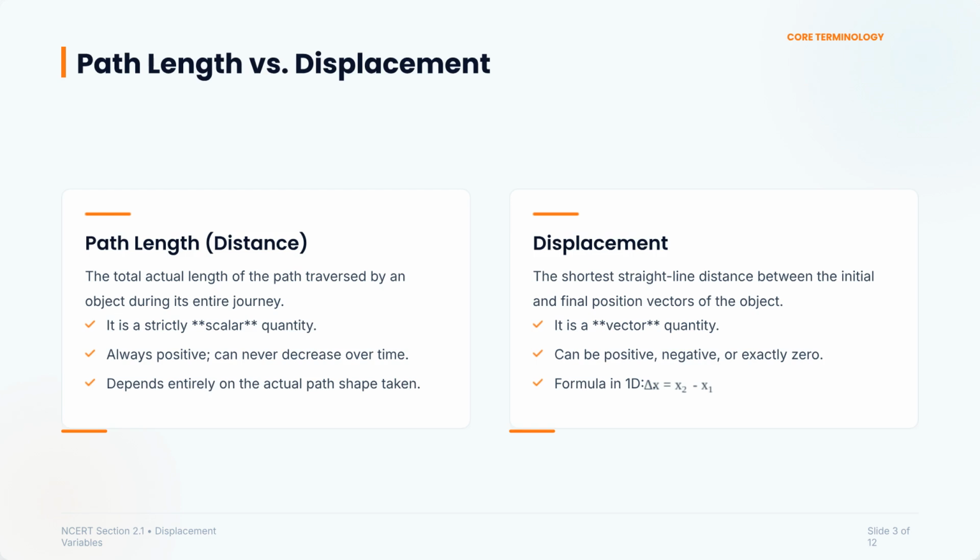It is essential to distinguish between path length and displacement. Path length, or distance, is a scalar quantity representing the total path covered. Displacement, a vector, is the shortest straight-line distance between 2 points and can be positive, negative, or zero.